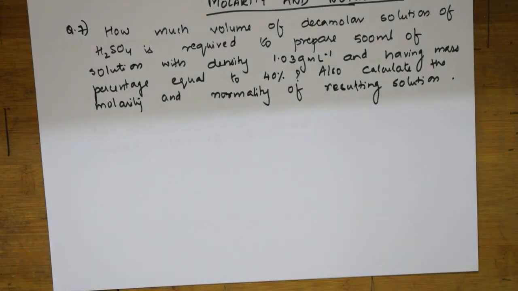Here they've given us molarity and normality. Both the concepts are linked in this case. So let's read the question. How much volume of decamolar solution of sulfuric acid is required to prepare 500 ml of solution with density 1.03 gram per liter and having mass percentage equal to 40%? Also calculate the molarity and normality of the resultant solution. So here I need to find both molarity and normality.